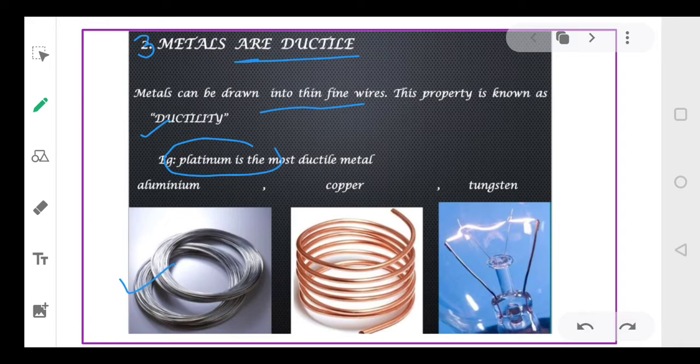This is a wire that has been made out of aluminium. This is a wire made up of copper, and similarly you must have observed the filament present in the bulb that glows is made up of tungsten. So that is why I'm saying metals are ductile. We can make wires out of them, and these wires are used for some special purposes in our daily life.